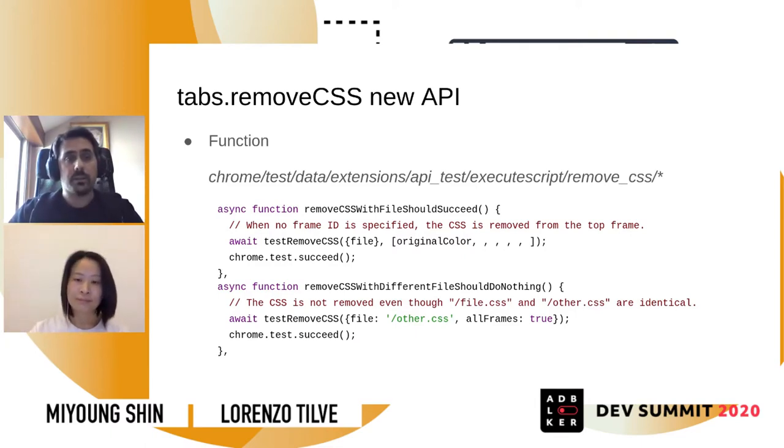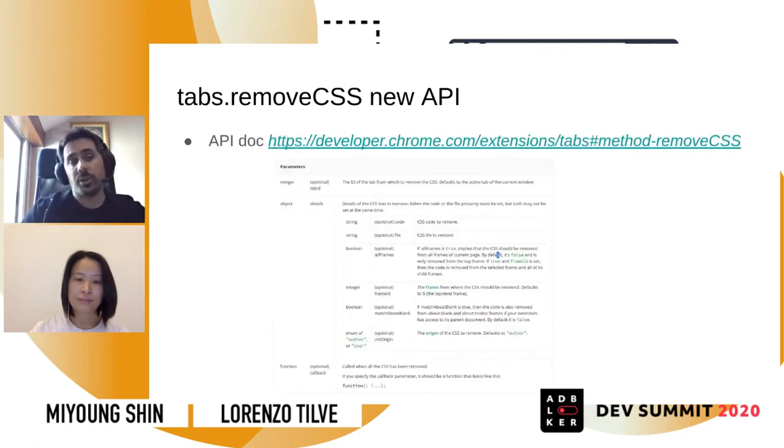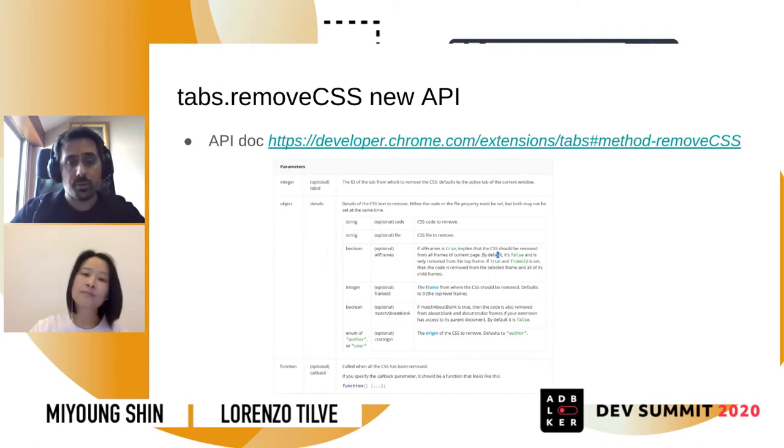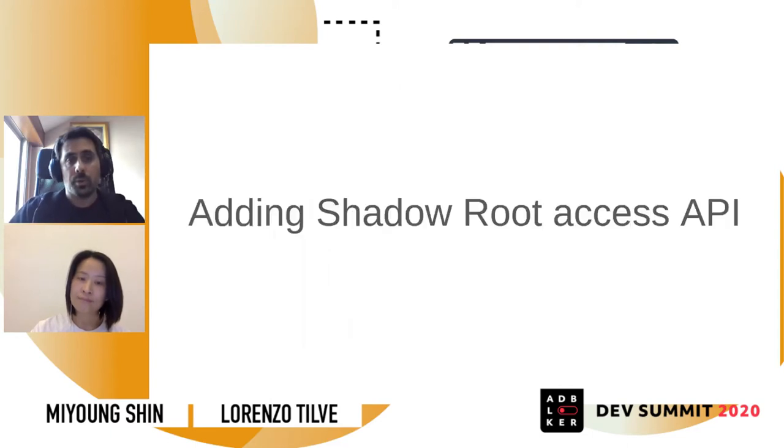And when it's getting merged, it produces the documentation of the extension API. So you can see that it's now already possible to both inject CSS and remove CSS with this new extension and the code that has been merged upstream. So maybe I will hand over to Shin, and she will be explaining the Shadow Root Access API.